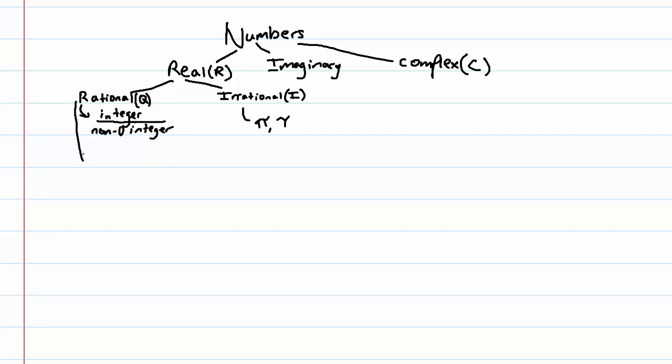From rationals, we have integers, which are notated by a Z, and these are all whole numbers. -3, -2, -1, 0, 1, 2, 3, etc.